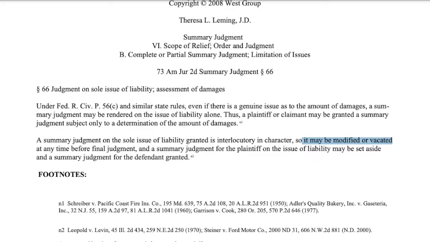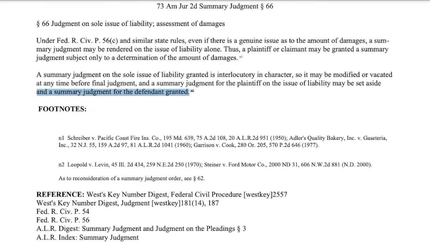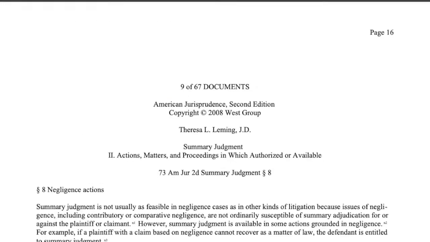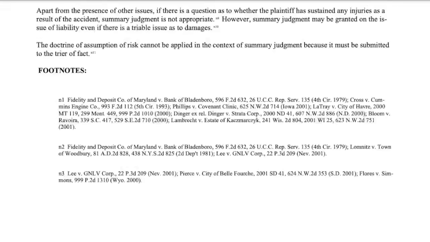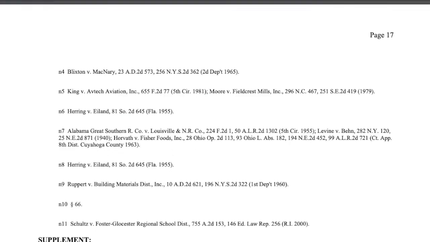So it may be modified or vacated at any time before final judgment, and a summary judgment for plaintiff on the issue of liability may be set aside, and a summary judgment for the defendant granted. Wow. All right, so we really got ahead of ourselves here. Let's get back on the ground where we were in the easy section. Thanks for bearing with that digression.